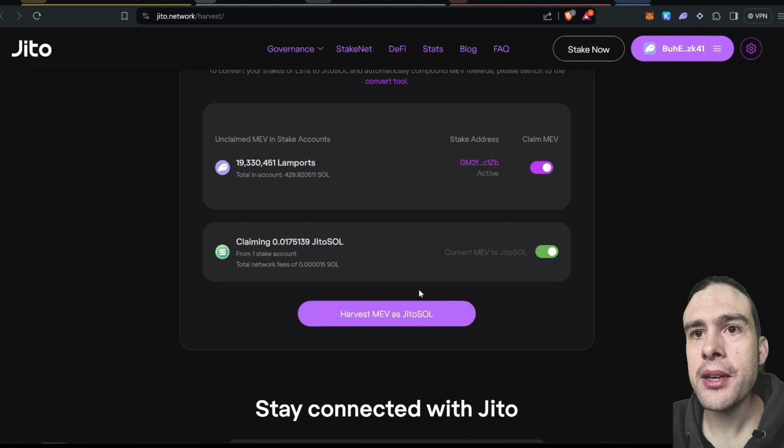And I ended up getting, I think, about $30 worth of MEV rewards. So that's pretty cool. I mean, it's not a lot considering how much is staked, but still free money. Can't say no to free money, right?